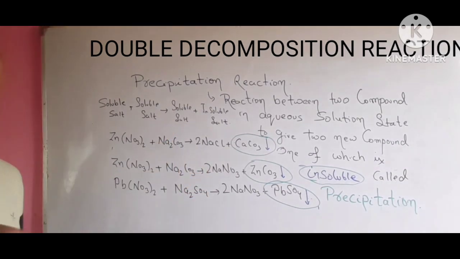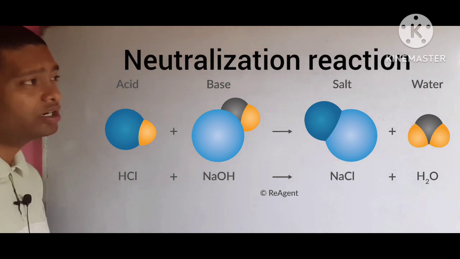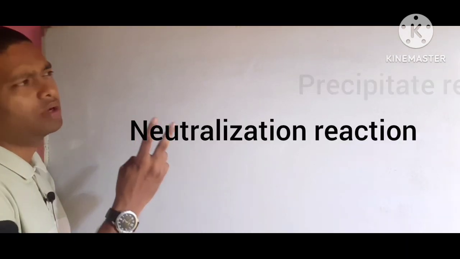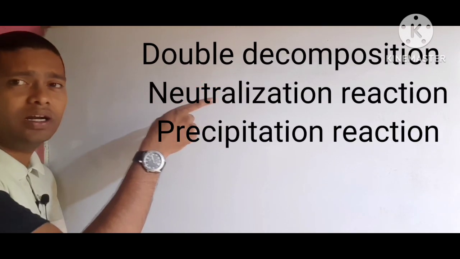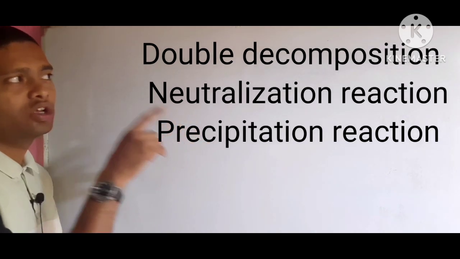Okay, next one. The next type of reaction is known as a neutralization reaction. It is also a part of the double decomposition reaction. So how many types are there? Only two. Precipitation we understood, and neutralization is also a part of double decomposition. So these are the different types of double decomposition reaction.